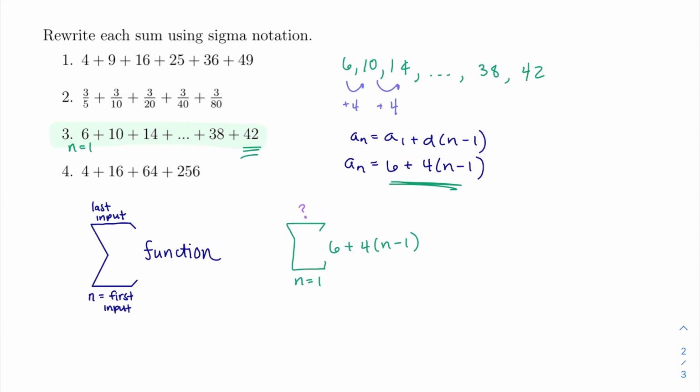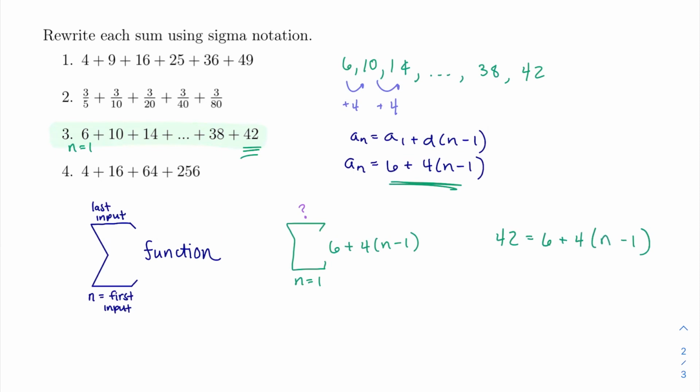So I can solve that. I can say, okay, I want 42 to equal 6 plus 4 times question mark minus 1. I just don't know what that is. But lucky for us, that's a linear equation, and we can solve that.